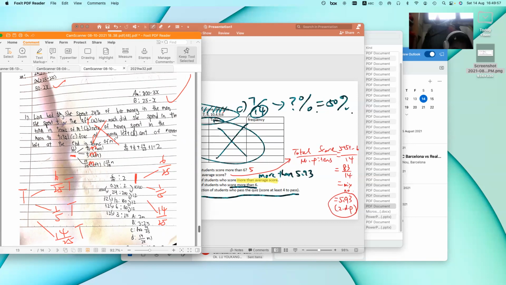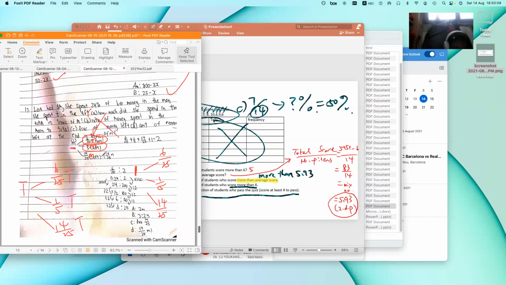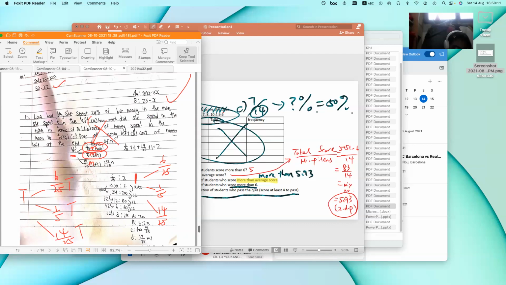How much did she spend in total? Total spending is morning plus the afternoon, right? So morning plus afternoon is how much? 625 M plus 1 over 5 M. Why is there an M here? Because the question has the M. Correct. So therefore, morning and then afternoon you add up, then you use your calculator.